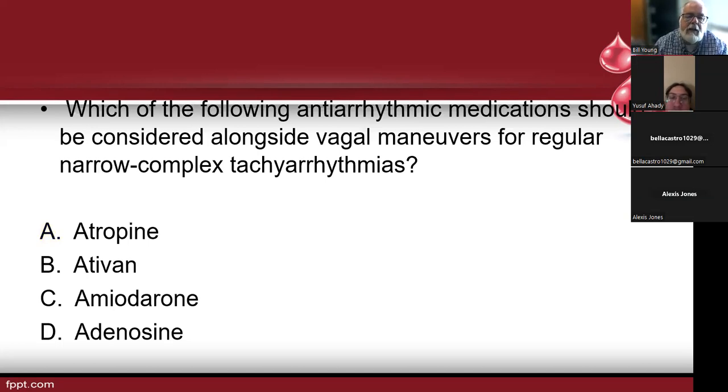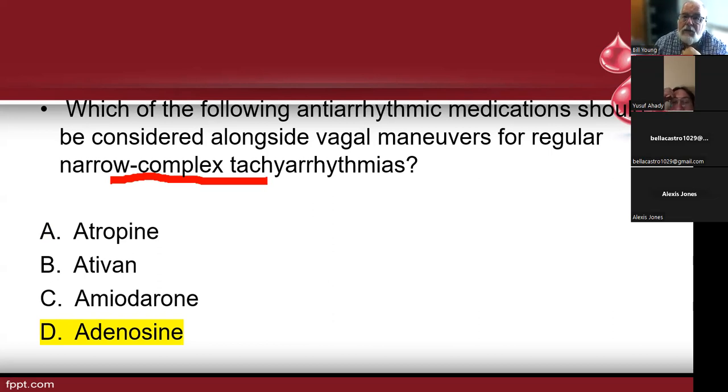Alexis, which of the following antiarrhythmic medications should be considered alongside vagal maneuvers for regular narrow complex tachyarrhythmias? A, atropine. B, Ativan. C, amiodarone. Or D, adenosine. Adenosine. Yeah, adenosine is the one that we are going to utilize for narrow complex tach.